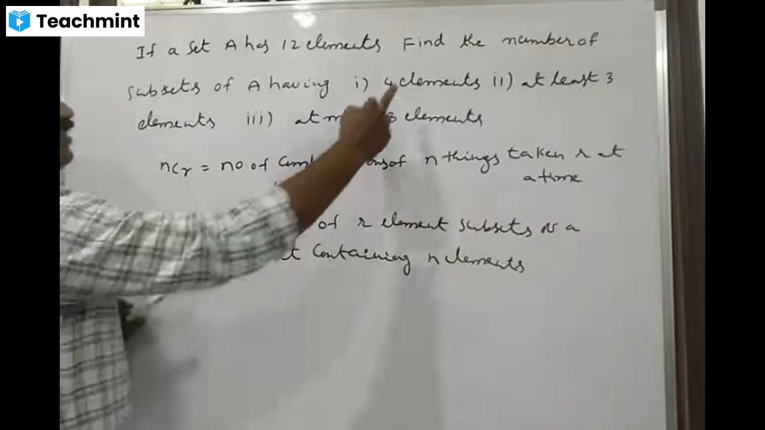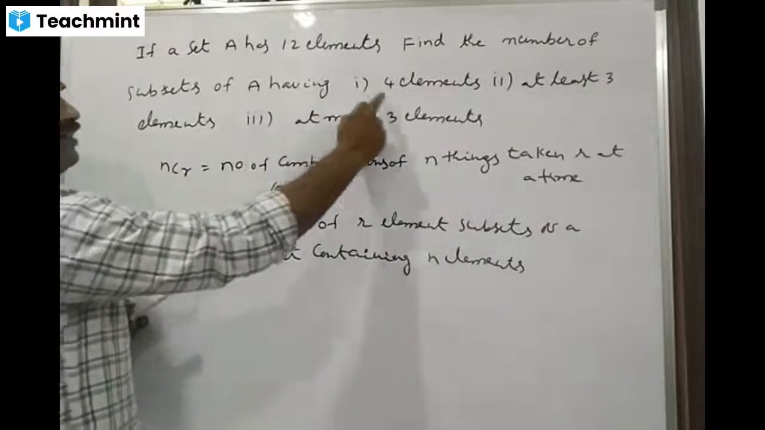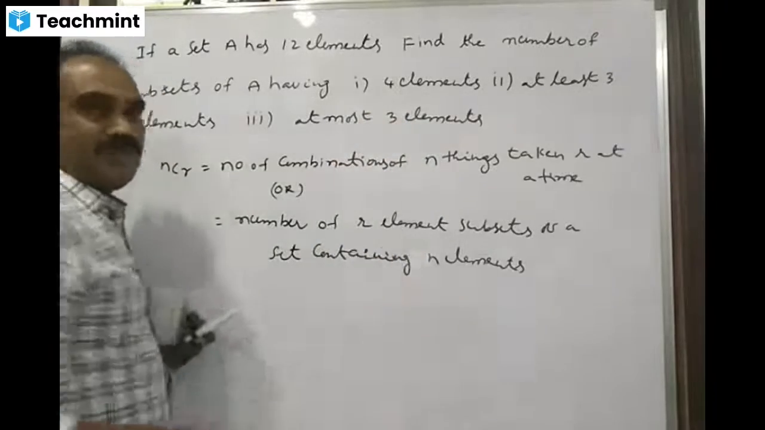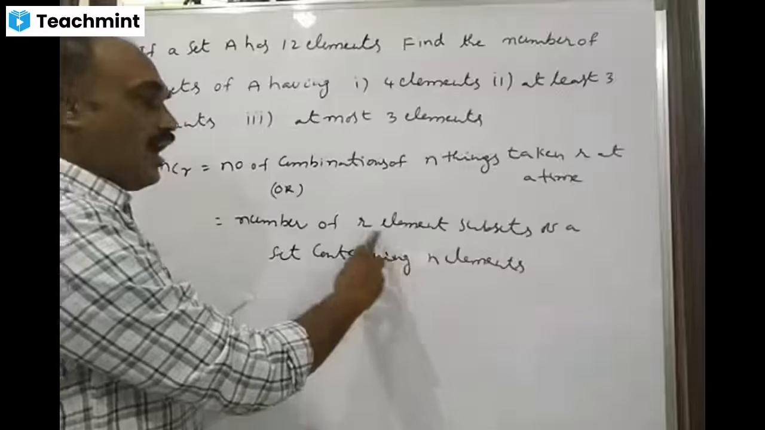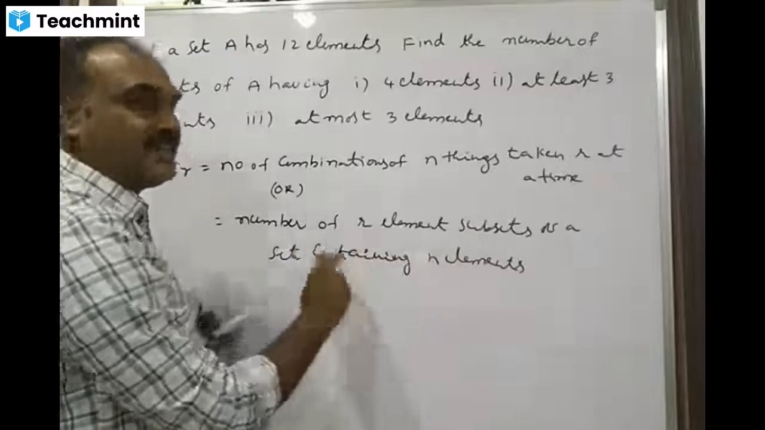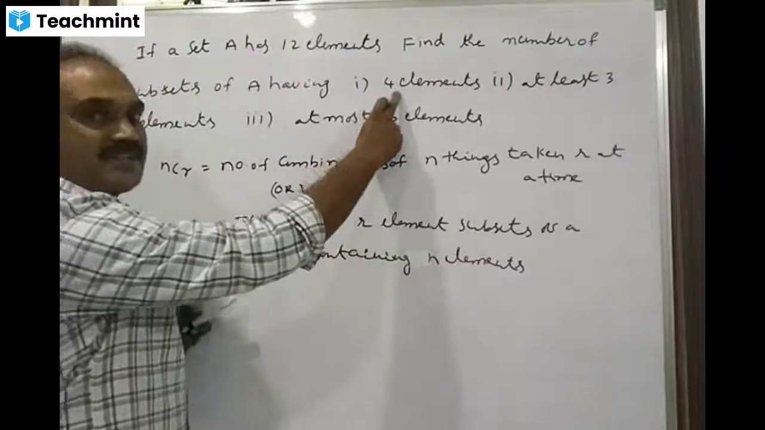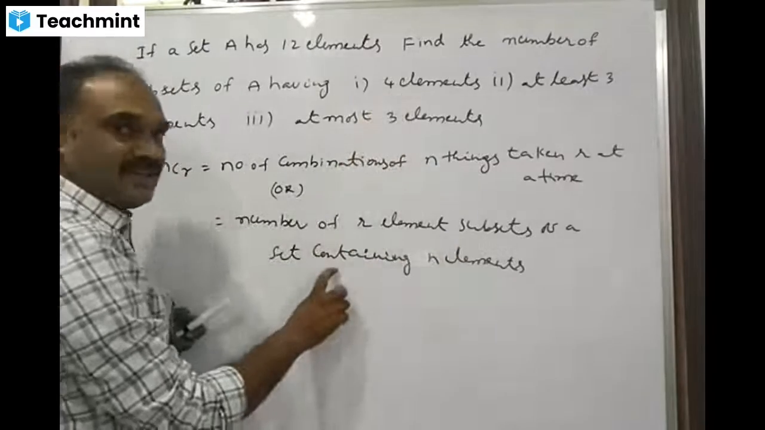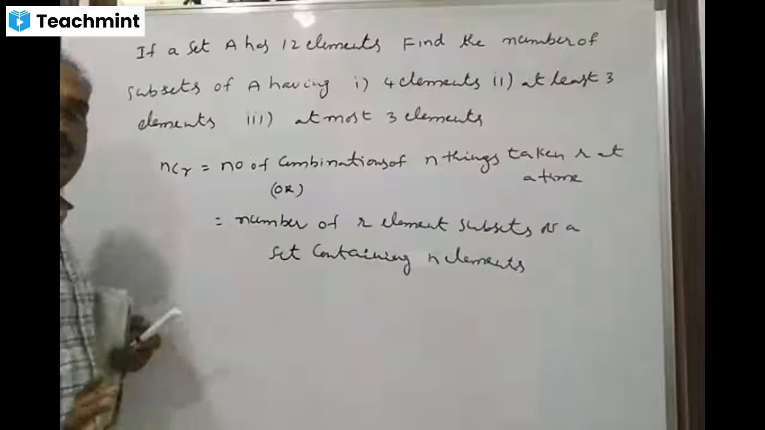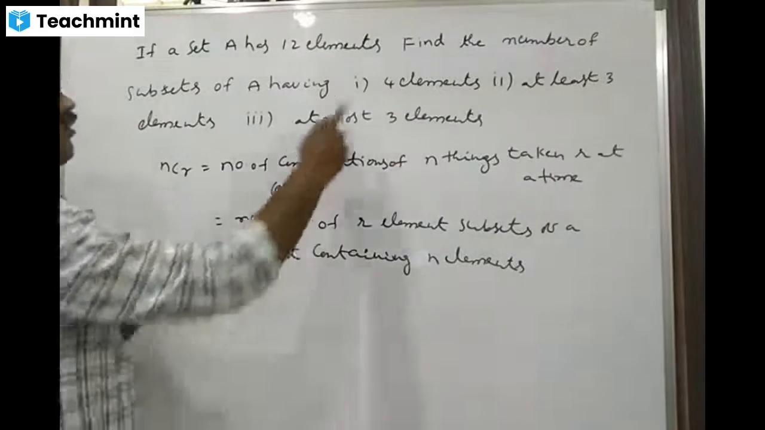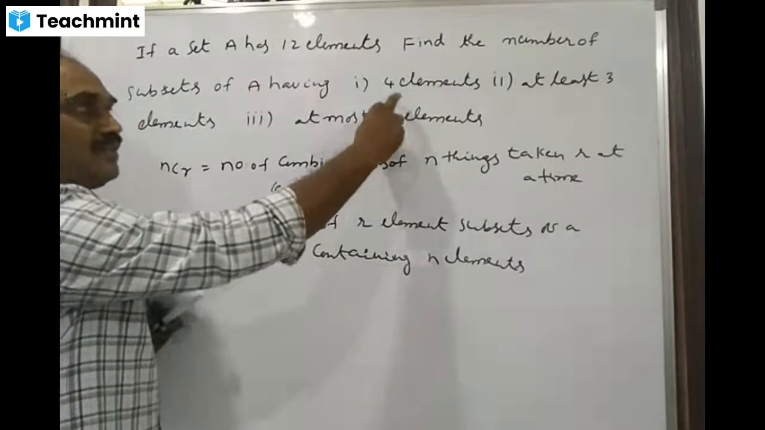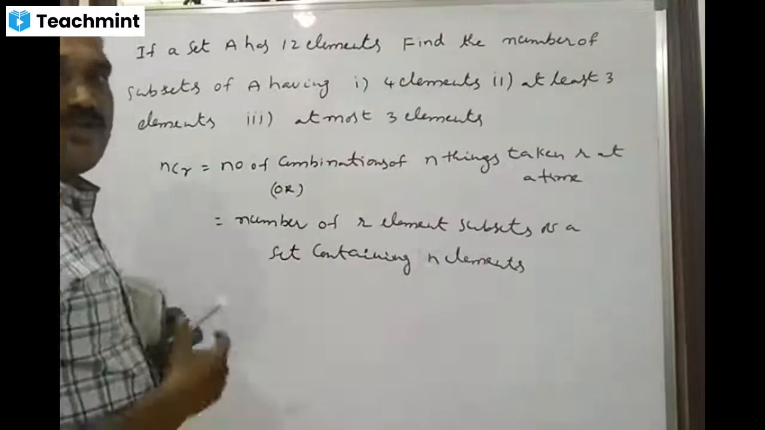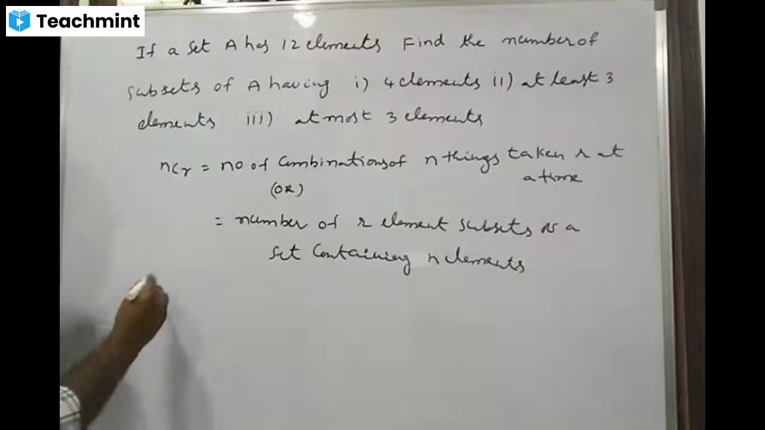So here, the first question: the number of subsets of A having 4 elements. Friends, the number of r element subsets of a set containing n elements is given by the formula nCr. So here, for 4 element subsets, r is equal to 4. Total 12 elements, so the answer is 12C4. So question number 1, answer 12C4.